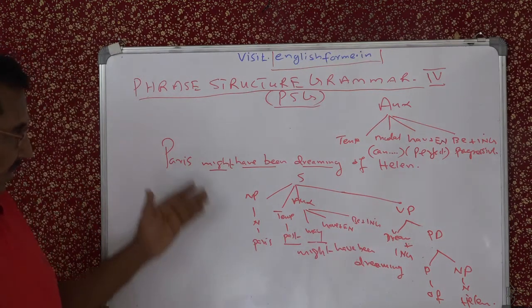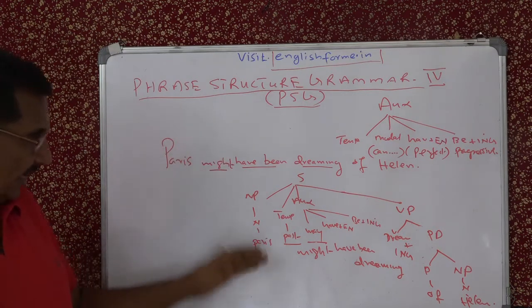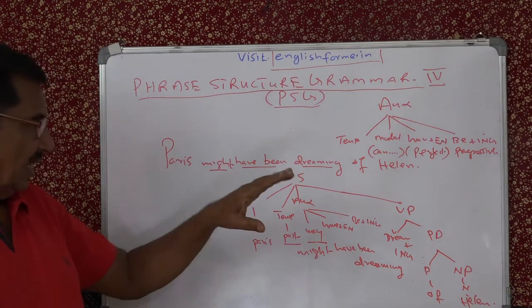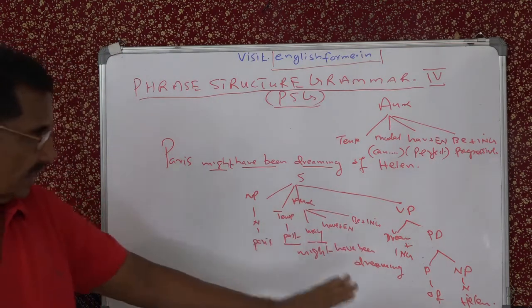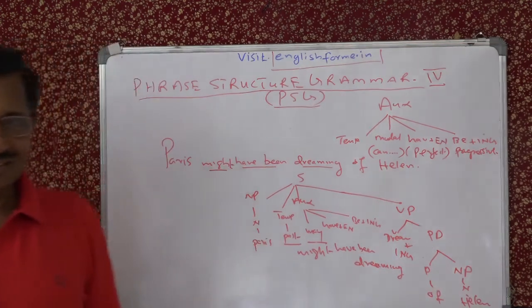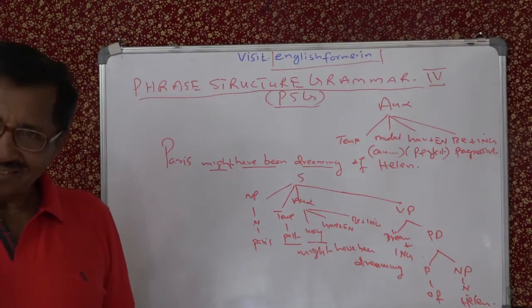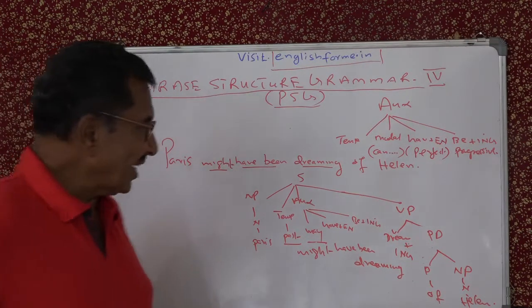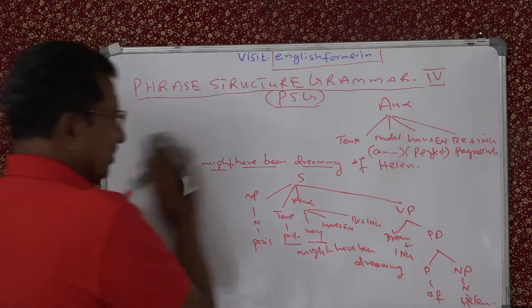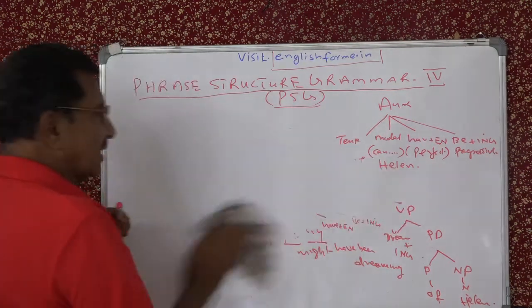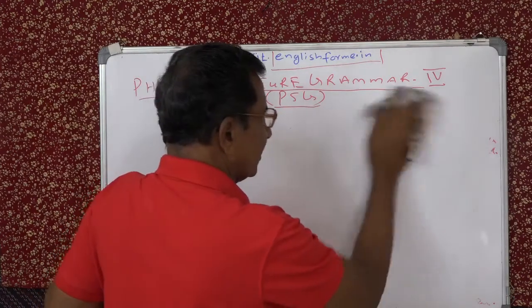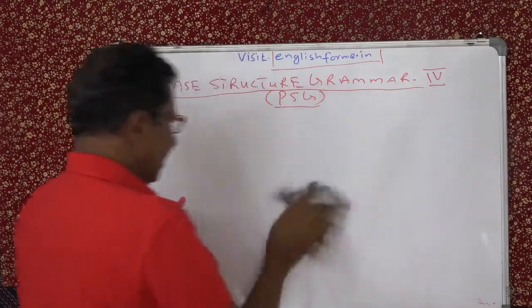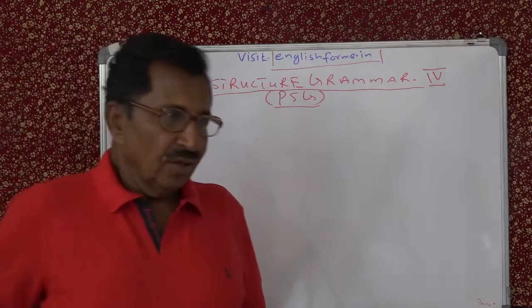So you have NP, tense, modal, perfect, progressive, and other things. Did you understand? Simple, no? Okay, let's have one more. So it becomes, it will be easy. One or two, any number you can see. Simple ones also we can see. See that? Yeah, see.